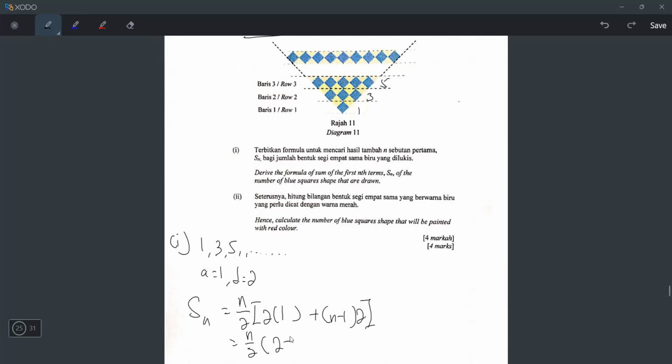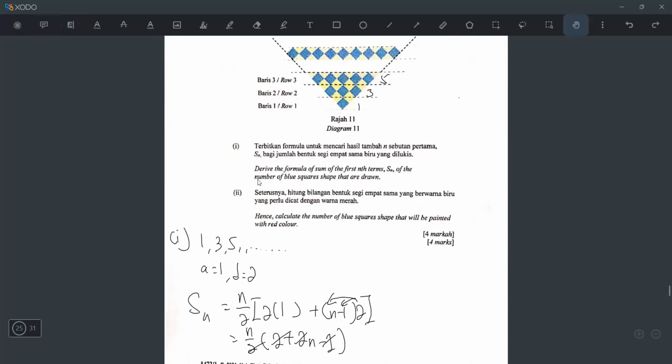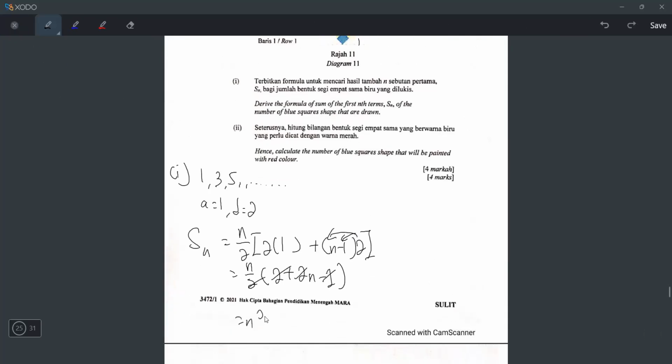2 times 1 is 2. And then this one, substituting in, 2 times n is 2n, 2 minus 2 times negative 1 is negative 2. 2 minus 2 can cancel, and the 2 here also can cancel. You are just left with n times n, which is n squared, and that's the answer.